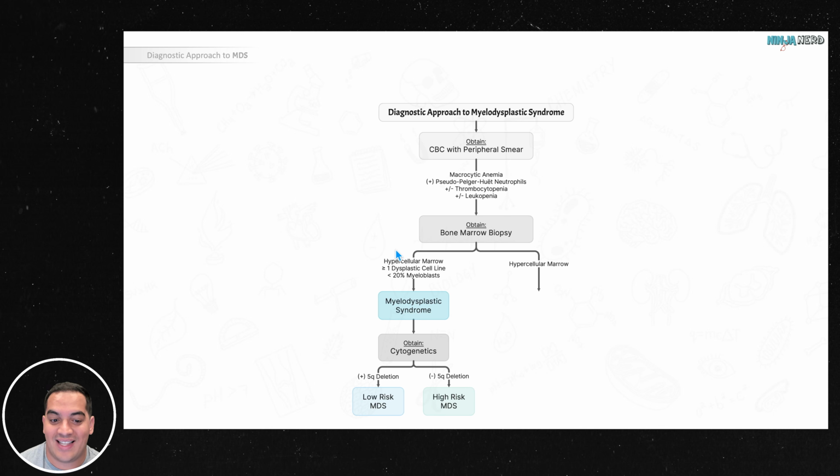Now, again, what if I say that I have a hypercellular marrow? I have greater than or equal to 20% myeloblasts. Oh, shoot. Well, that's AML. That means that this patient maybe could have had MDS and converted into AML. That is a very possible scenario.